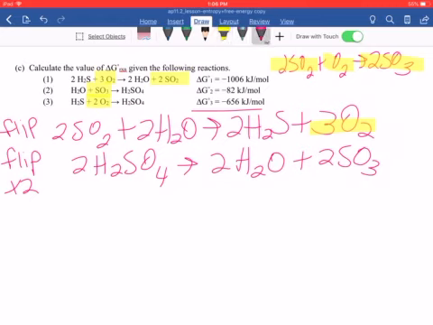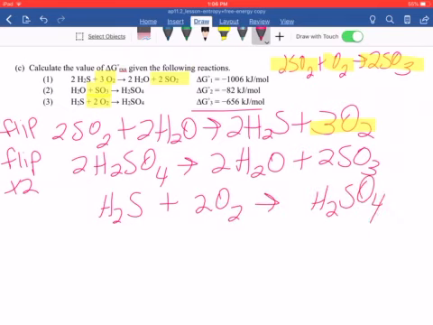If I just keep it as H2S plus 2 oxygens and H2SO4, if I look at the left and the right, that would give me 1 oxygen on the right. I want that 1 oxygen on the left, though, so I'm going to multiply this bottom equation by 2. I'm going to have 2 H2S's. I'm going to have 4 oxygens and then 2 H2SO4s.